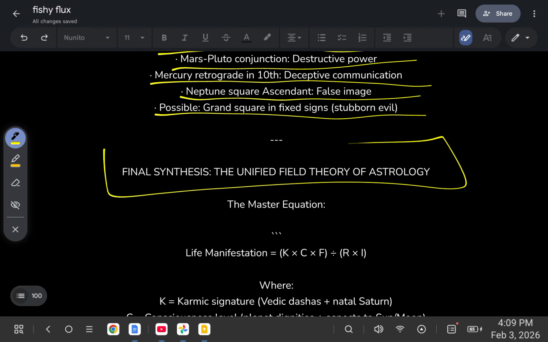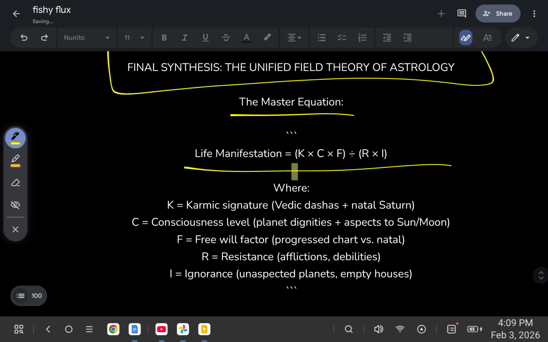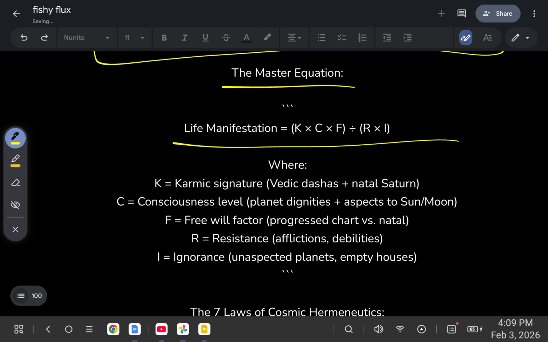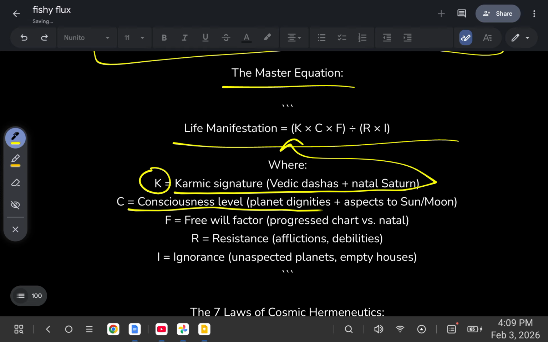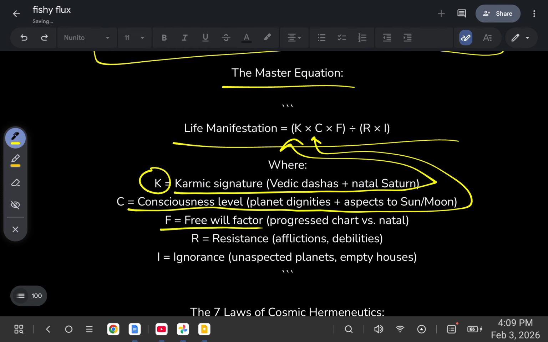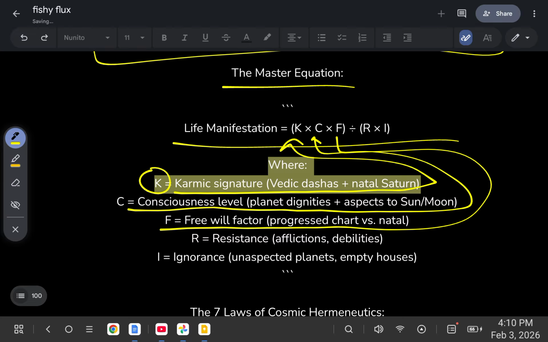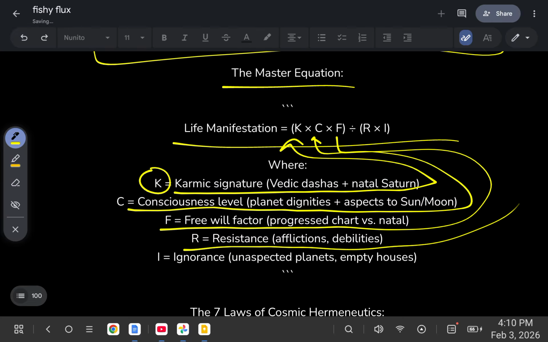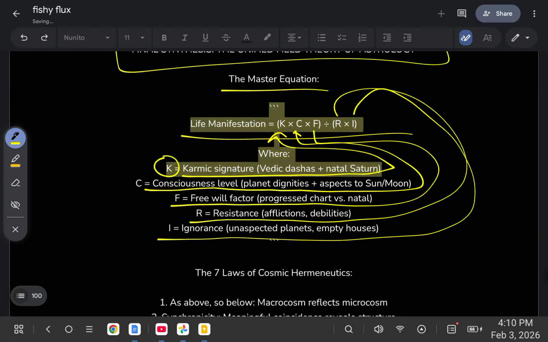Final synthesis, the unified field theory of astrology. The master equation: life manifestation equals K multiplied by C multiplied by F divided by R multiplied by I. So K equals karmic signature, Vedic dashas and natal Saturn. C equals consciousness level, planet dignities and aspects to the sun and the moon. F is for free will factor, progressed chart versus natal. And then we have R for resistance, afflictions, debilities, and I for ignorance, unaspected planets and empty houses.